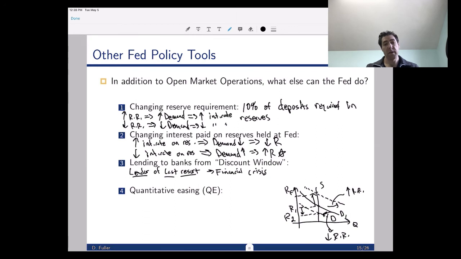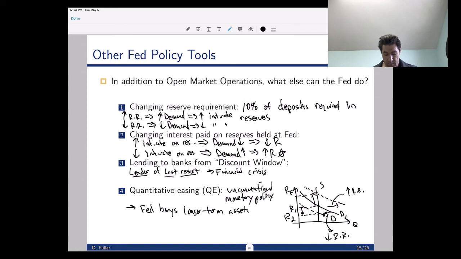And last but not least, an important topic called quantitative easing. This is what we call an unconventional monetary policy. And what I mean when I say it's unconventional is that I'm not changing my target for the federal funds rate anymore by buying and selling short-term bonds. And so what the Fed does here is the Fed actually buys longer-term assets or bonds from banks.